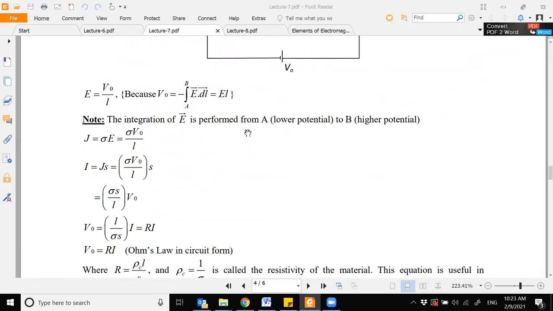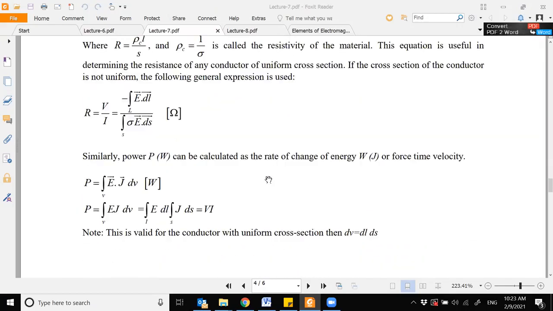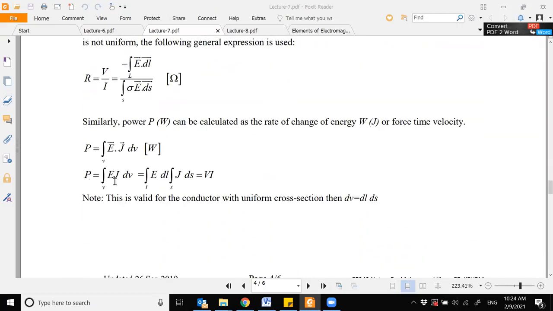And for the present problem, this expression will end up with E multiplied by J, which will be nothing but VI. So it will be the integral over the volume. So the integral over the length of E will give me the potential difference, and over the surface J will give me the I. So this is called VI. And again, this is only possible for a uniform cross section. Otherwise, you have to use this general expression.